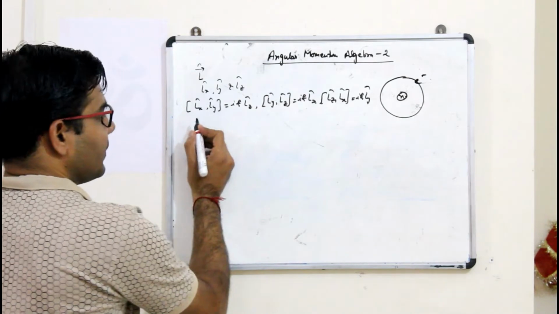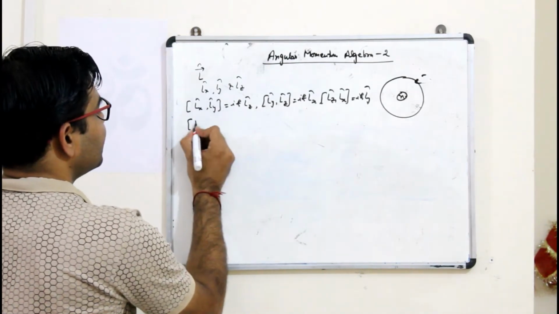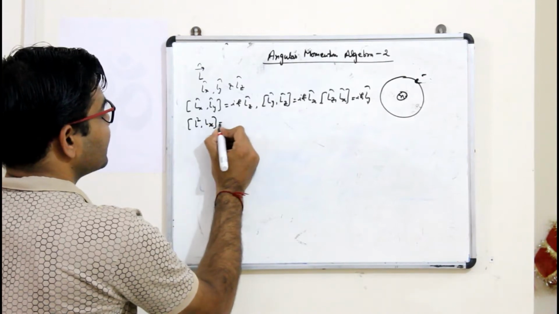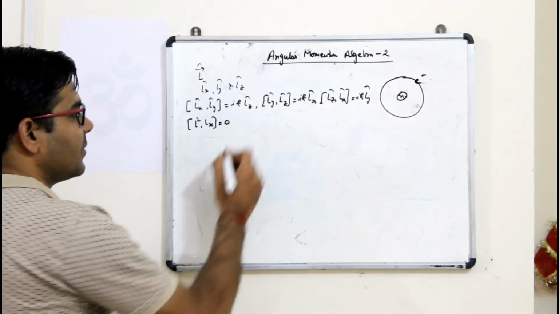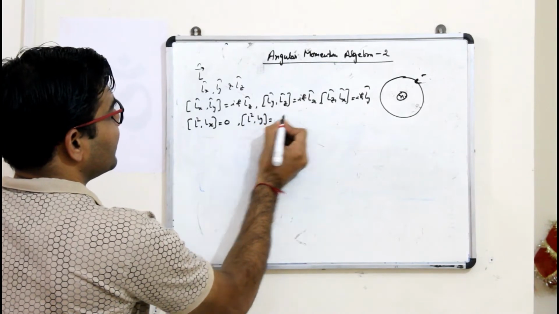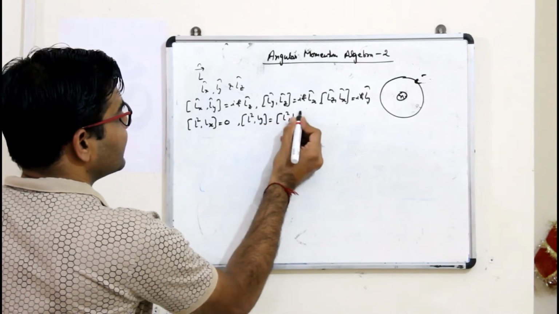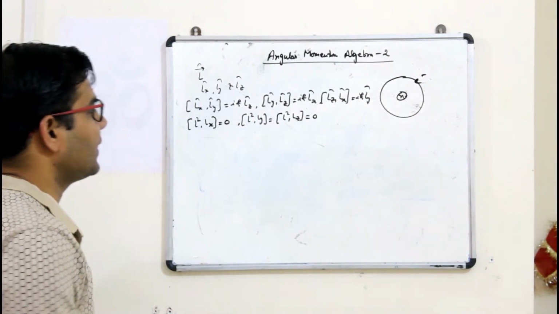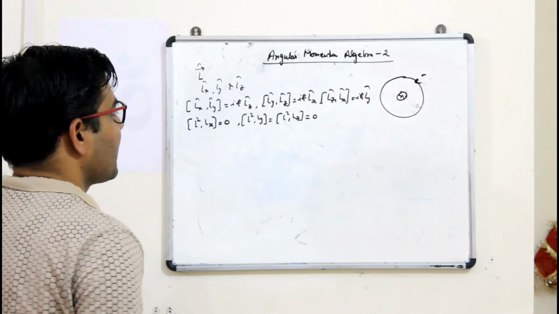In addition to this, we also derived the following results: L square commutes with Lx, similarly L square commutes with Ly, and similarly L square commutes with Lz. Okay, that's what we derived in the last class.